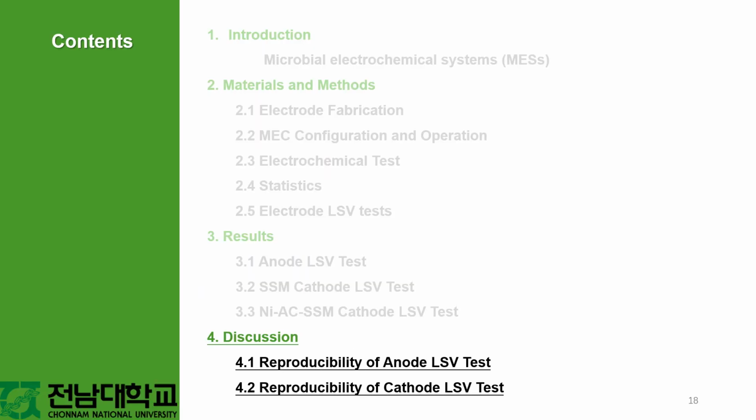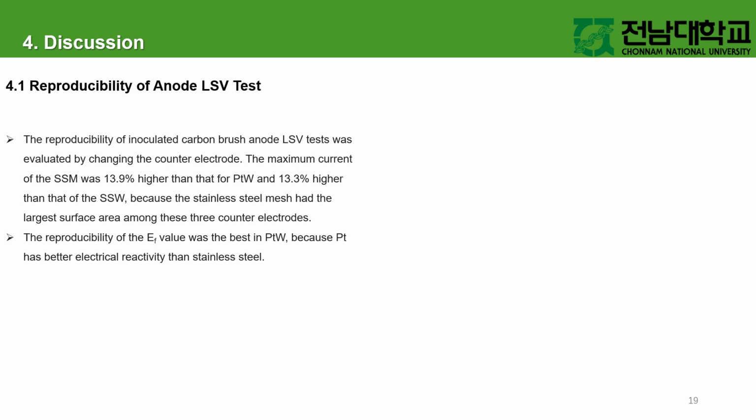Finally, this part is the discussion about the reproducibility of anode and cathode LSV tests. The reproducibility of inoculated carbon brush anode LSV tests was evaluated by changing the counter-electrode. The maximum current of the SSM was 13.9% higher than that for point W and 13.3% higher than that of the SSW, because the stainless steel mesh had the largest surface area.